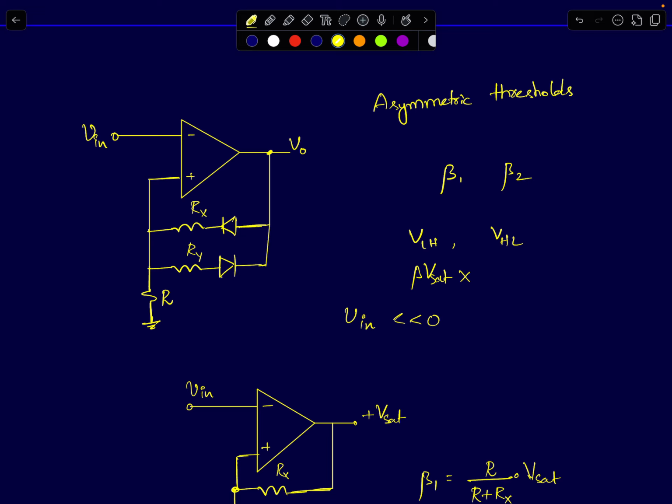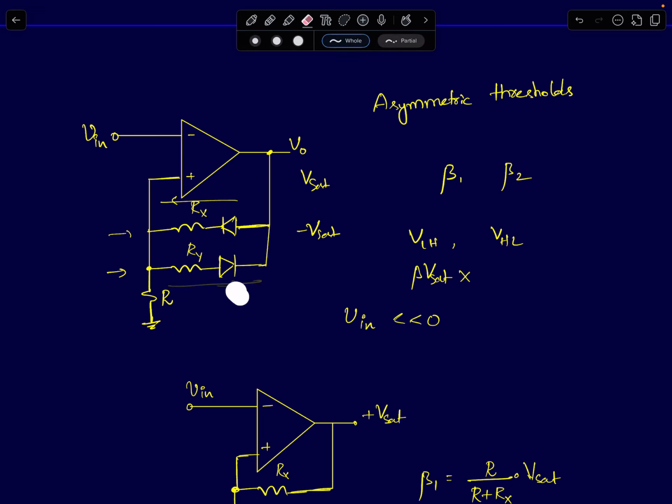And how do I achieve that? I can just put two different resistors and put two different diodes with opposing polarities. I can just flip the direction of the diodes in two different paths. Which means if your output is plus Vsat, one diode path will turn on and your feedback factor will be different. And if your output is minus Vsat, the other diode will turn on, and your feedback voltage will be minus some other beta 2 times Vsat. So that's the whole idea behind this.